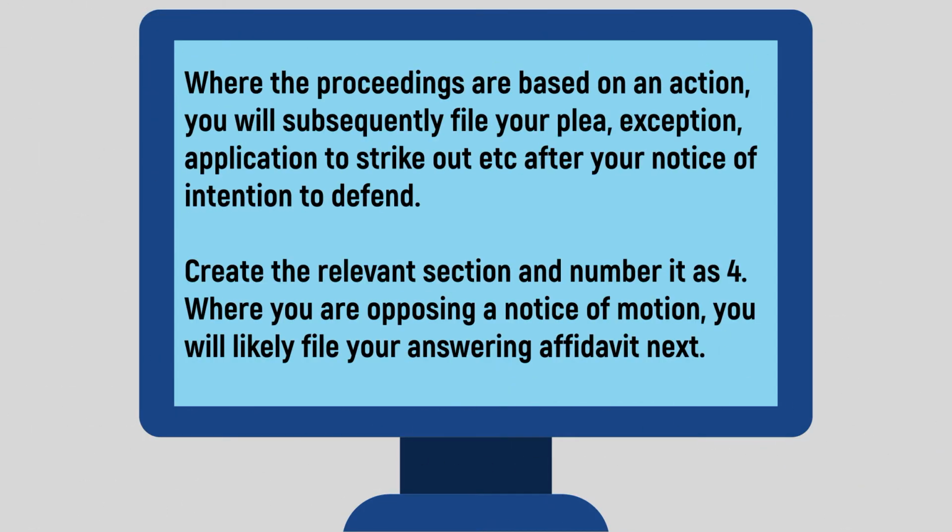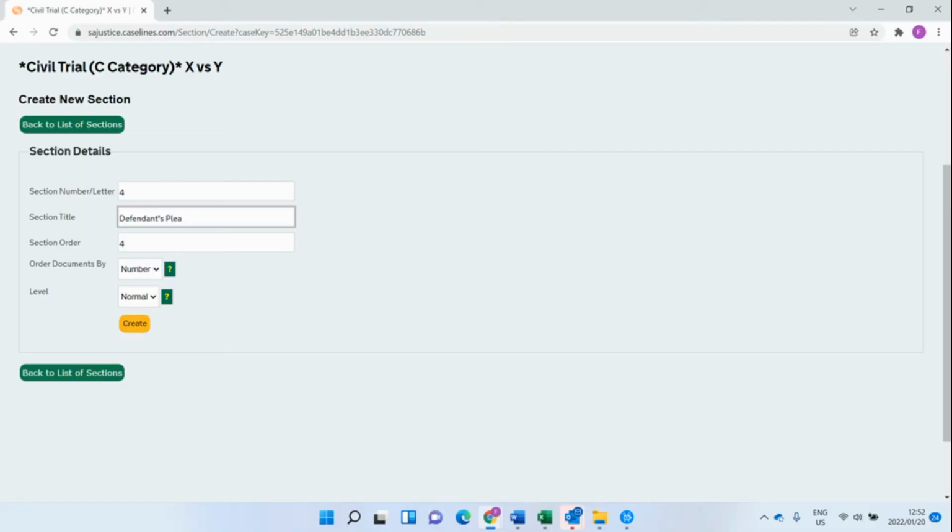Where the proceedings are based on an action, you will subsequently file your plea, exception, application to strike out, or whatever it might be after your Notice of Intention to Defend. Create the relevant section and number it as 4. Where you are opposing a notice of motion, you will likely file your answering affidavit next.